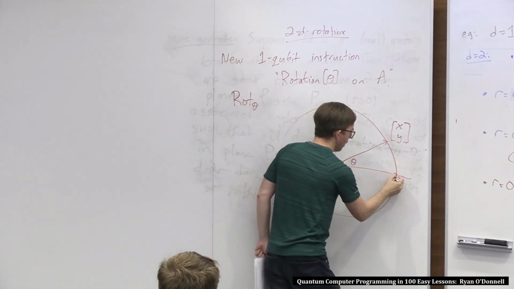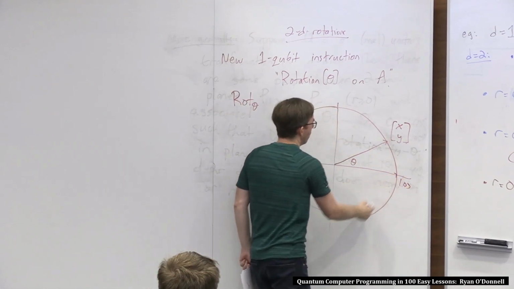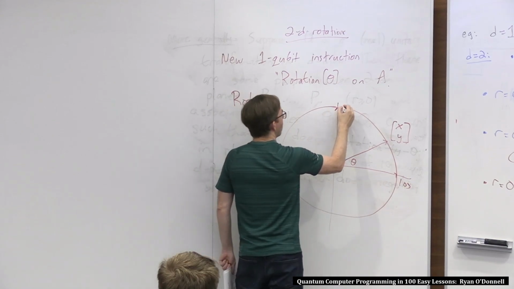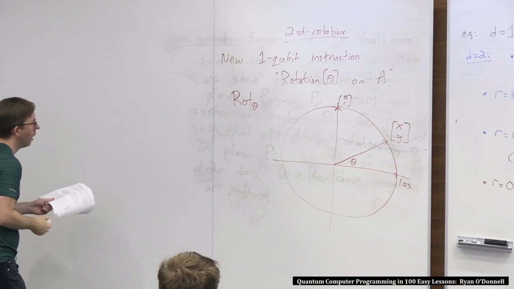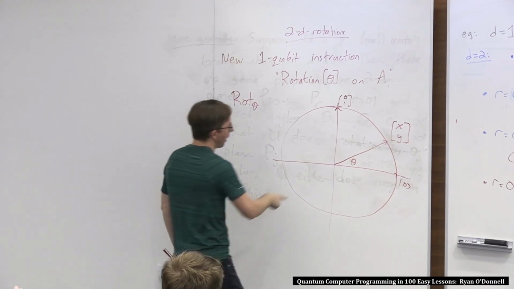Let me add a few more things here. This is ket 0, aka 1, 0. This is ket 1, aka 0, 1. And we have this generic unit vector at angle theta.